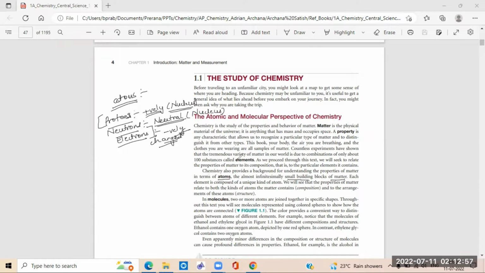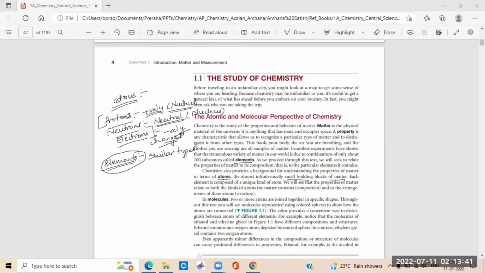Now, after the atoms, the most important part is the elements. When we start studying chemistry, the first thing we come to know after atoms is the elements. Can you tell me what an element is? Several atoms put together to form a substance. Yes. So an element is the simplest substance made up of a similar type of atoms.